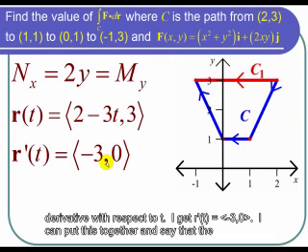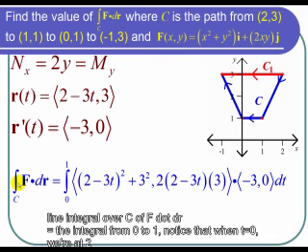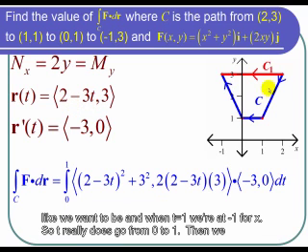So I can put this together and say that the line integral over C of F dot dr is equal to the integral from 0 to 1. Notice that when t is 0, we're at 2, like we want to be, and when t is 1, we're at -1 for x. So t really does go from 0 to 1.